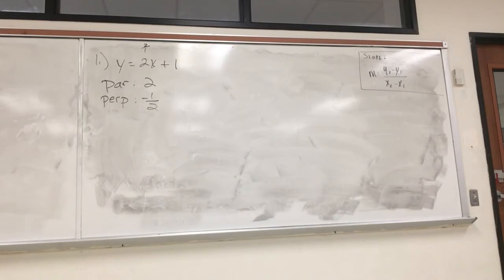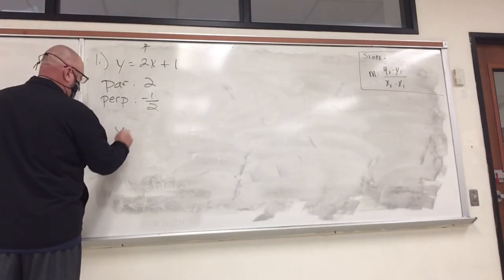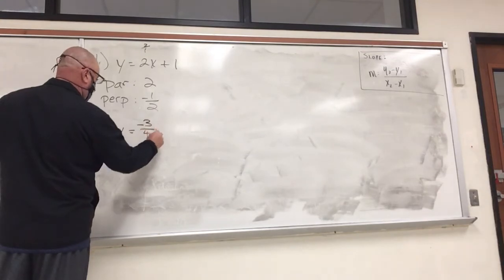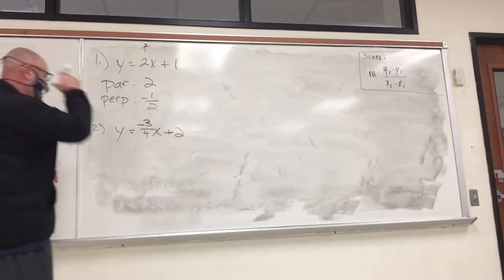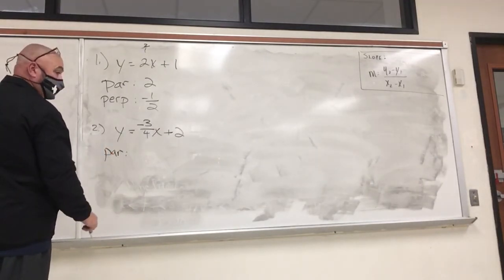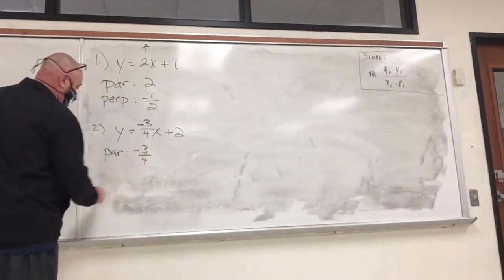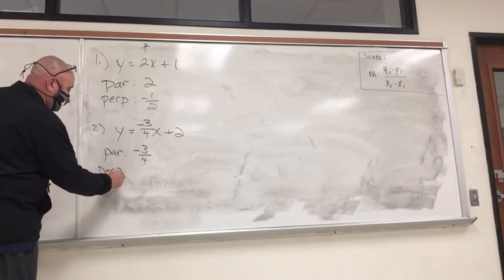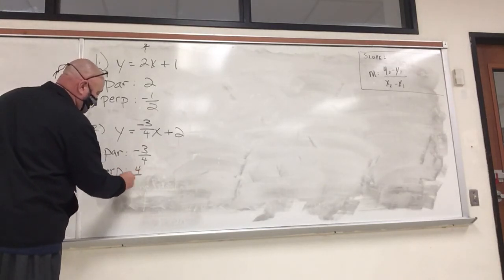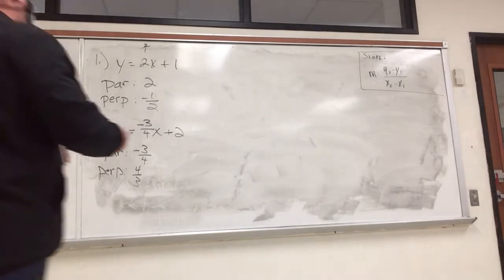Is that complicated? Let's do another one. Number 2: y equals -3/4 x plus 2. Parallel, what's the slope of the line parallel? -3/4. Very good. What's the slope of a line perpendicular? Very good, +4/3. Piece of cake. Would you like to do another one?